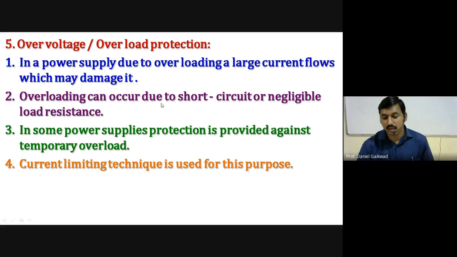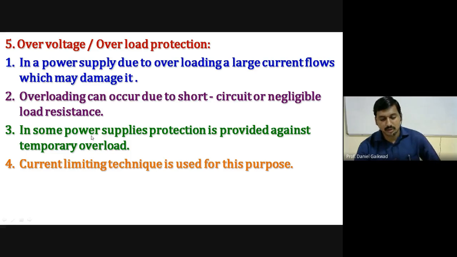Now, overloading can occur due to a short circuit or negligible load resistance. Suppose we have very small load resistance, or we short the power supply. If by mistake we short the output terminals of the supply, what happens? A large current flows, and due to the large current, heat will be produced, and because of the heating the coil or the copper wire will melt, or there is damage to the circuit. This is because of the large current flow, and that is called overloading. It happens because of a short circuit or negligible load resistance.